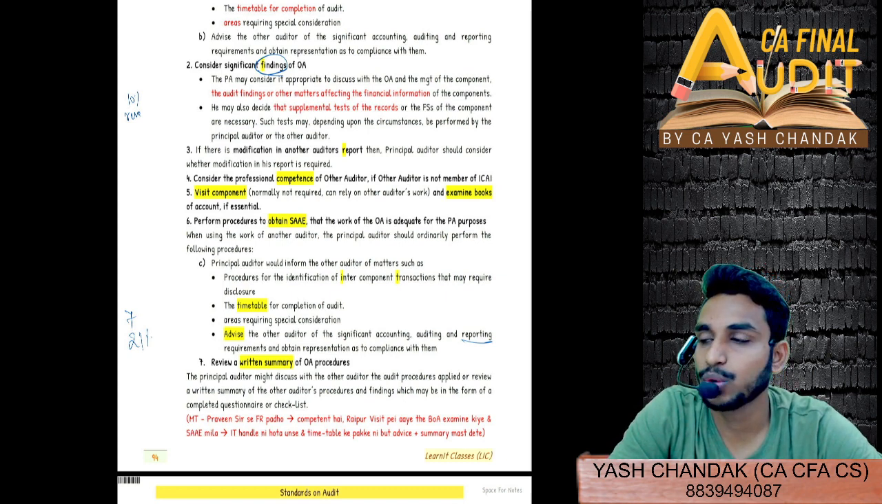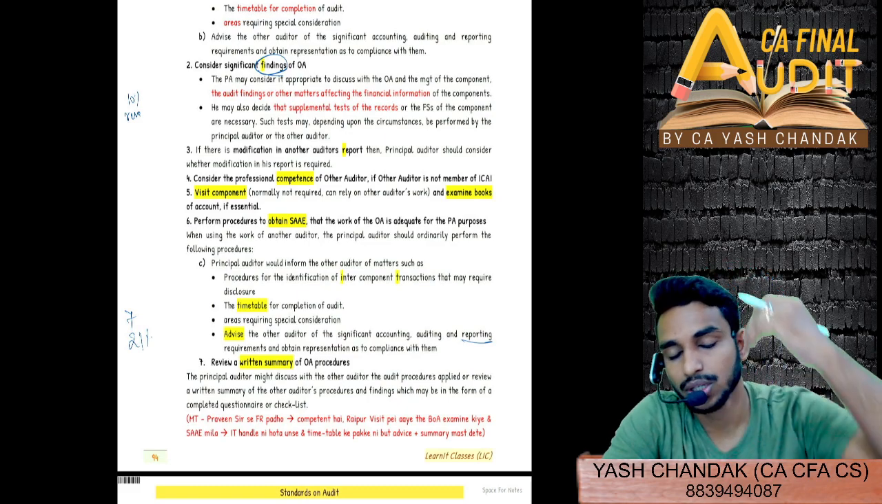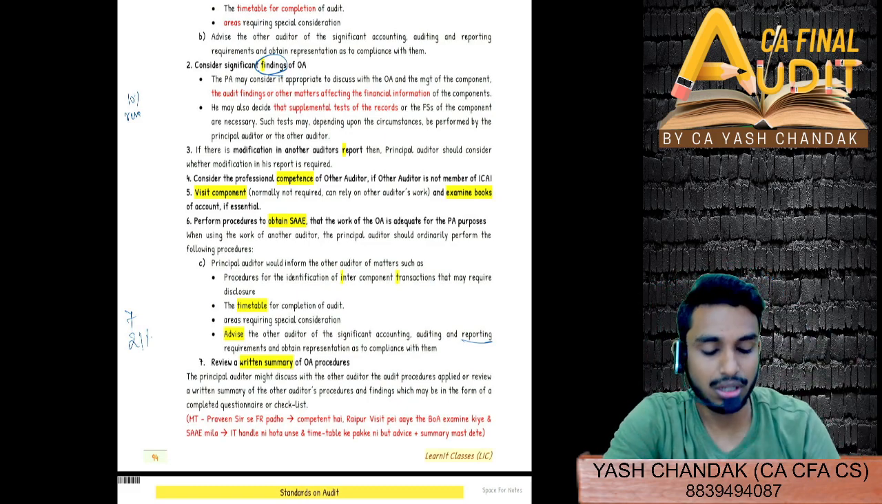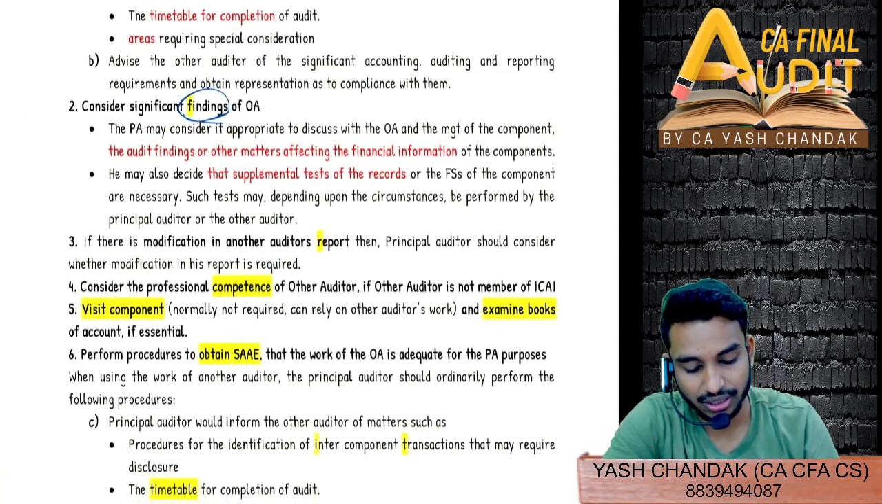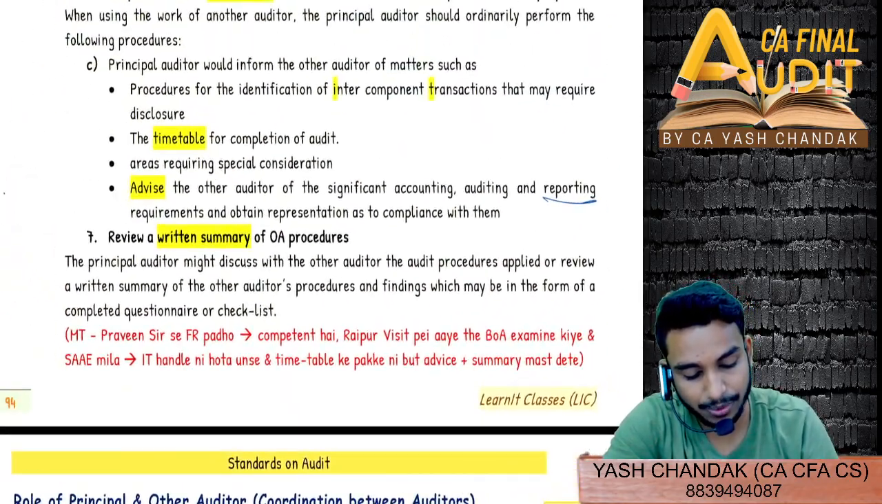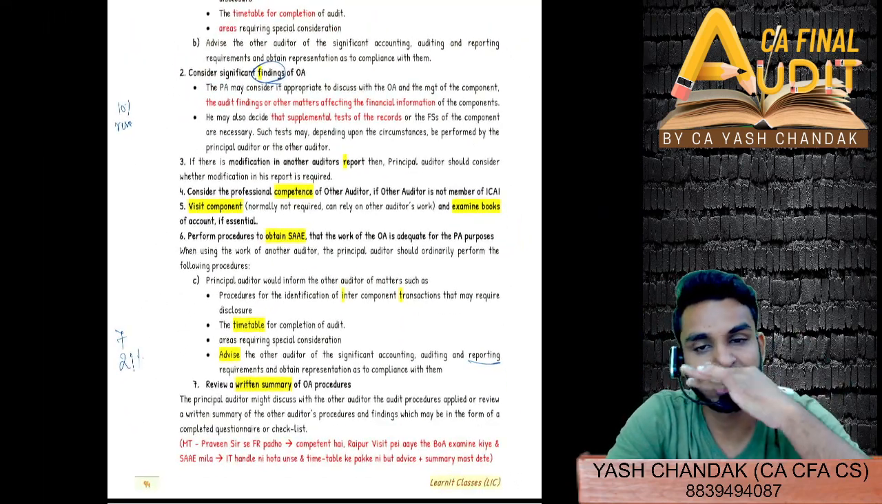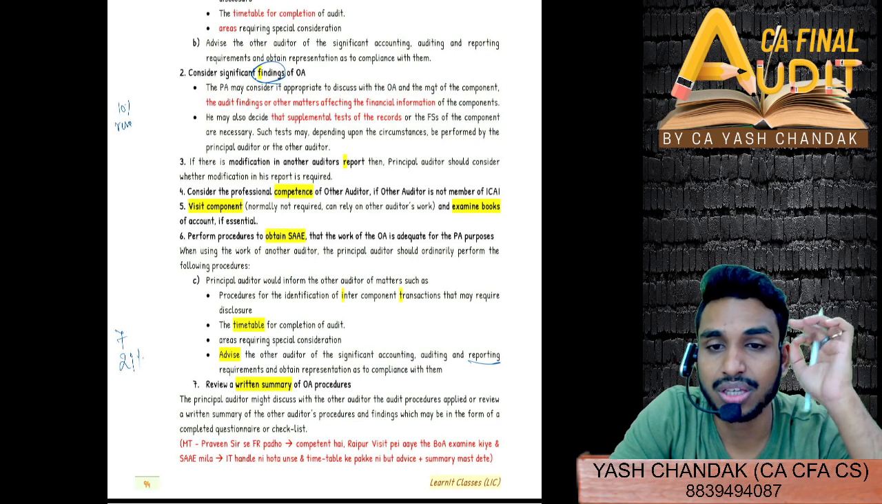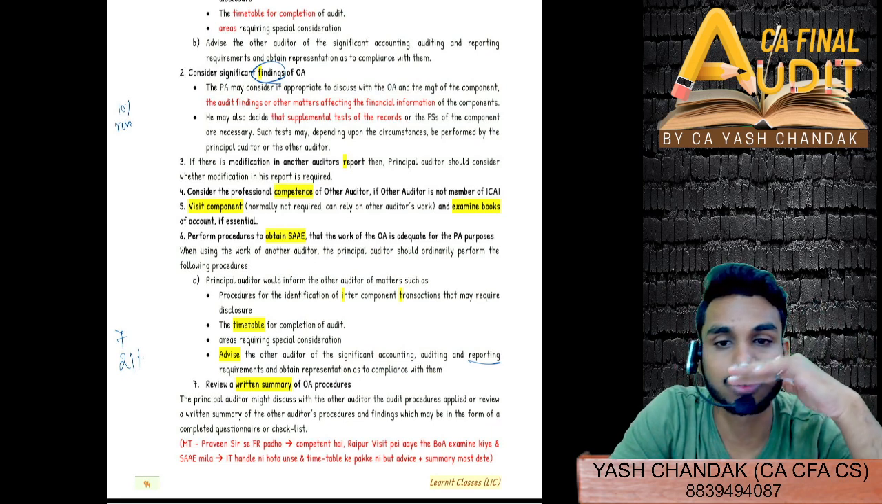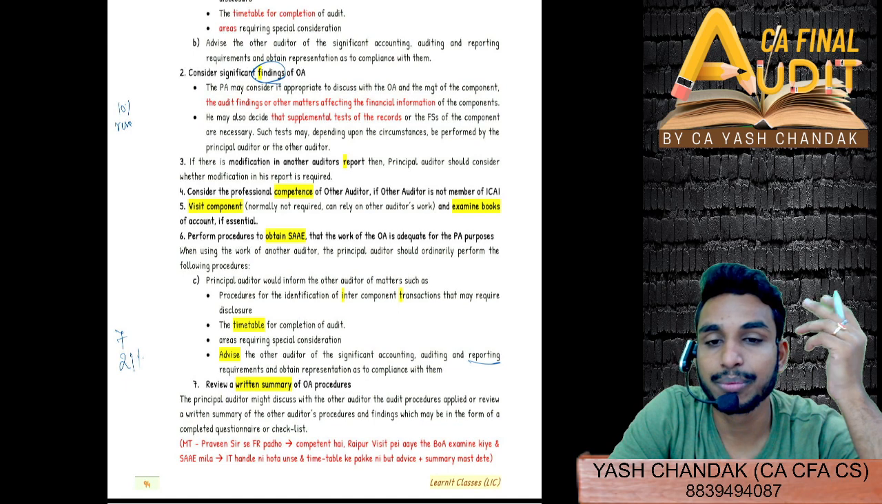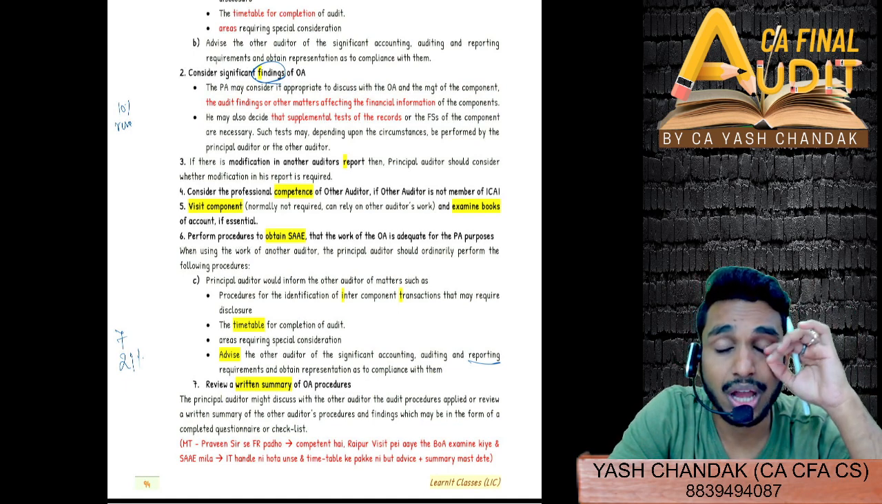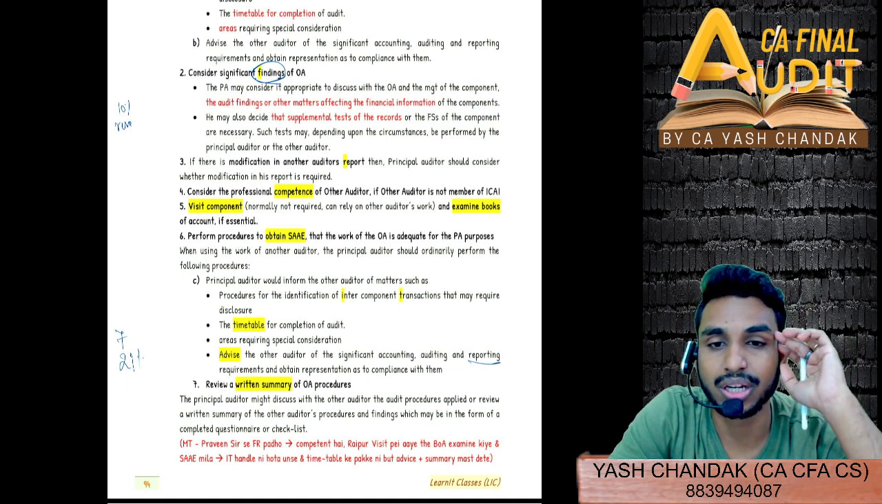Any doubt that you have, if you're not able to recollect or you want to revise your own way, this is not suiting you, then that is perfectly fine. But you should be aware of all the points: advice has to be given, intercomponent transaction, competency, examining the books of account, visit the components, then timetable, audit areas requiring special audit consideration, intercomponent transaction, advice regarding auditing and reporting requirement, then review a written summary of other auditors' procedure.